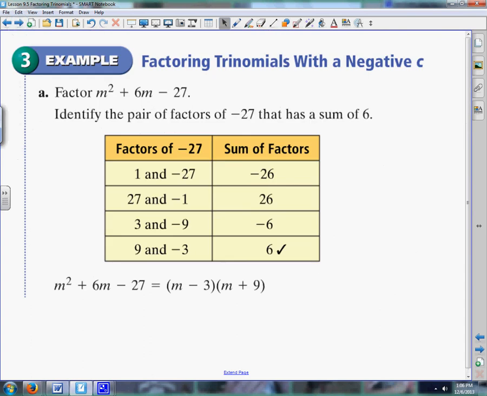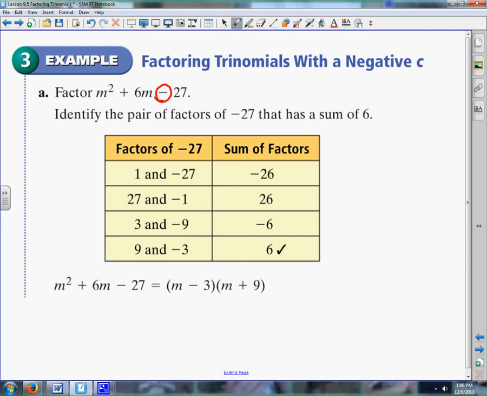Now, so there's 3 types. Now, if you look, I have a negative sign just in one spot. So this is where there's one of each. There's one that's positive and one that's negative. So what you're going to do is you're going to identify the pair of factors of negative 27 that have a sum of 6. So if I want negative 27, one of my numbers has to be negative. So you're going to subtract.